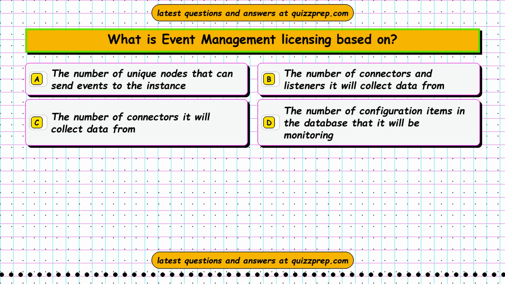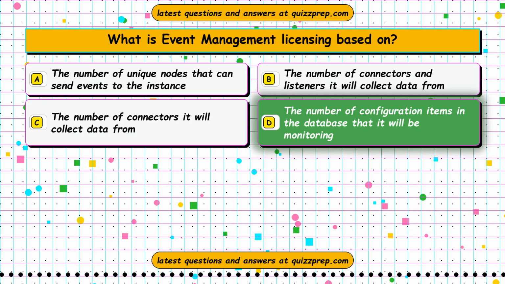Question 50. What is event management licensing based on? Option A. The number of unique nodes that can send events to the instance. Option B. The number of connectors and listeners it will collect data from. Option C. The number of connectors it will collect data from. Option D. The number of configuration items in the database that it will be monitoring.